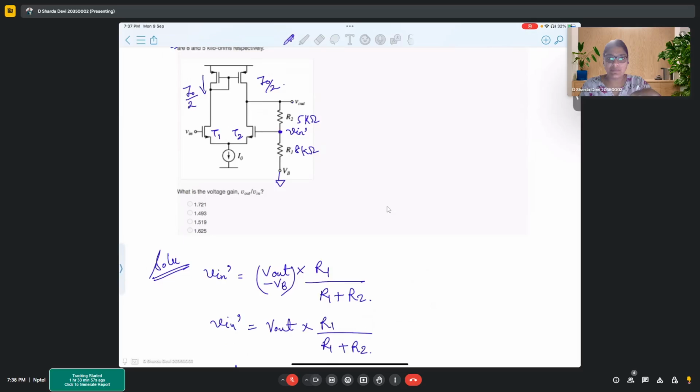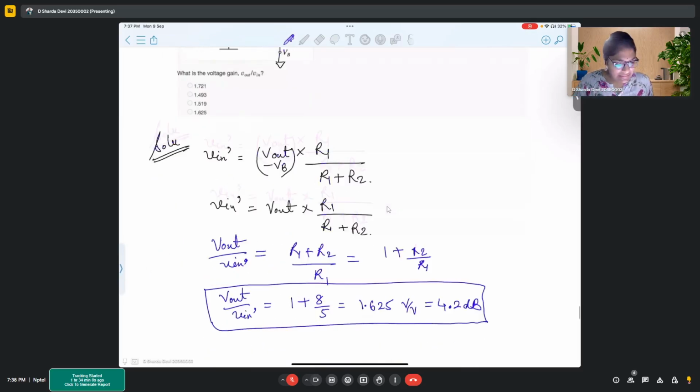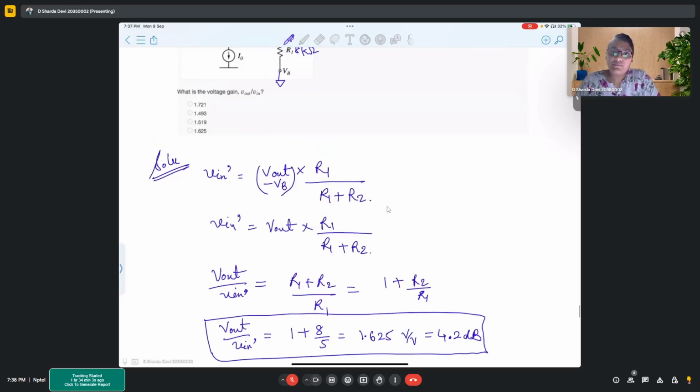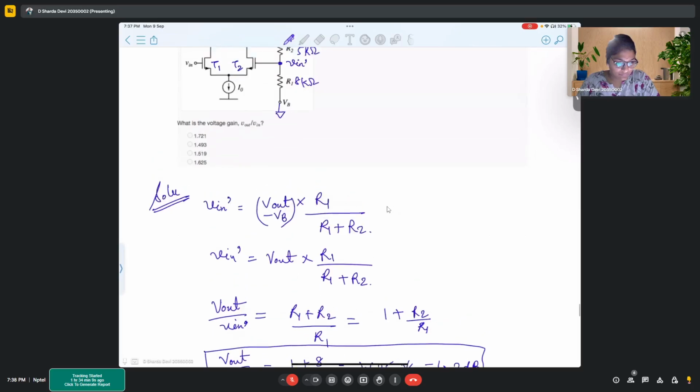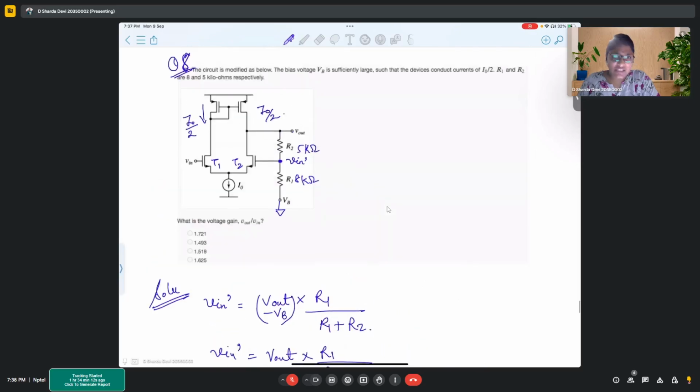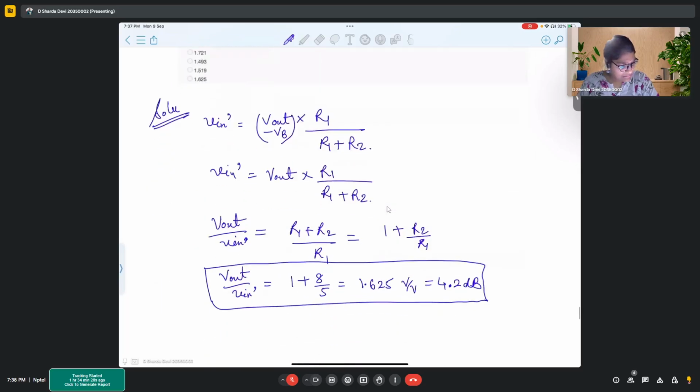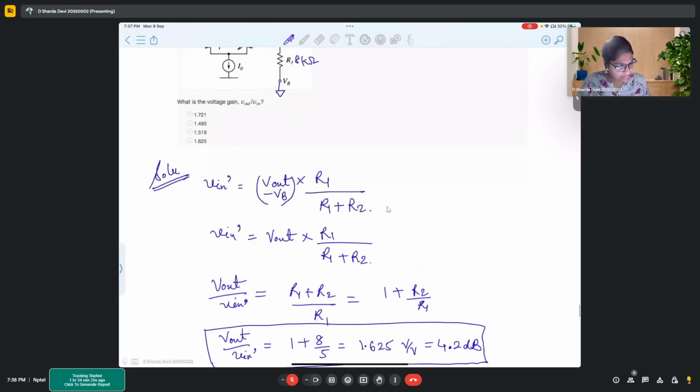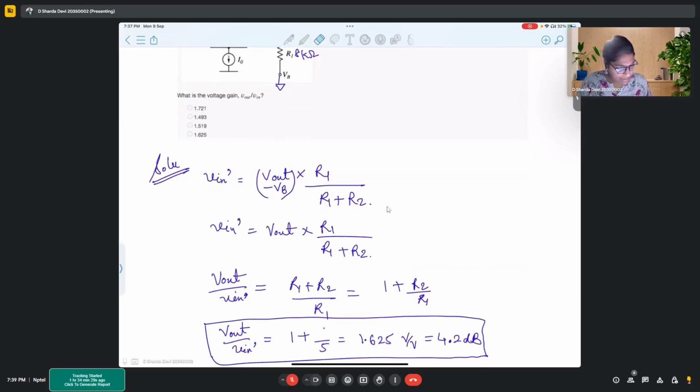Okay, so over here in the calculation, V out by V in, the answer should be 2.6. Final answer, 2.6. Over here, 1 plus 8 upon 5, answer is coming to be 2.6. Oh, sorry, R2 is 5, right? So it should be 5 by 8. Yes, so 1.62 would be the final answer.